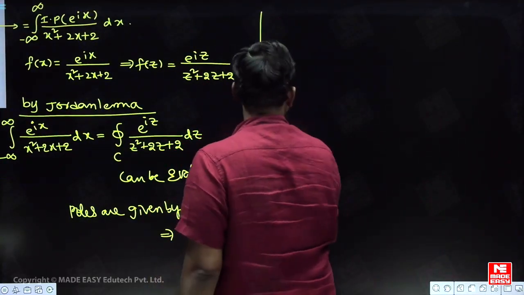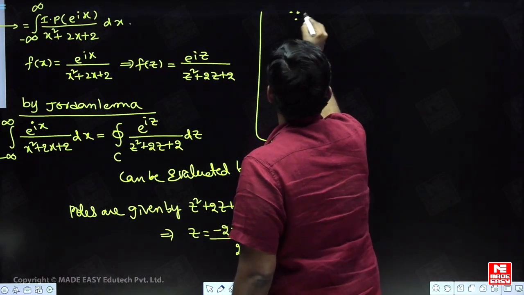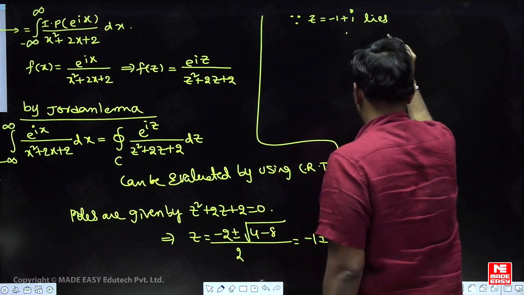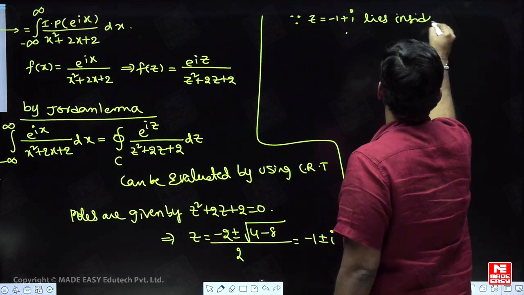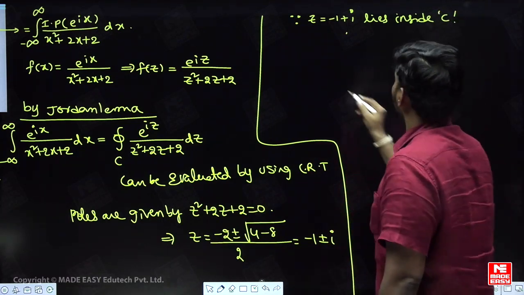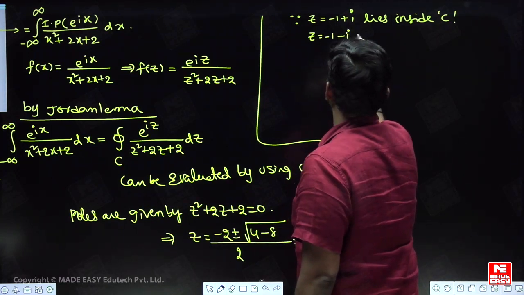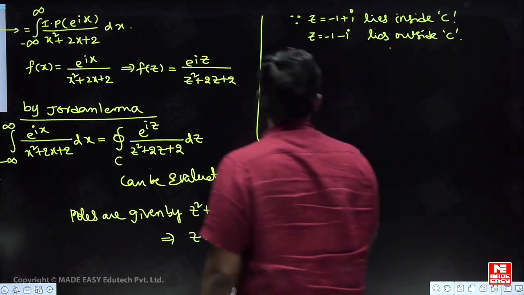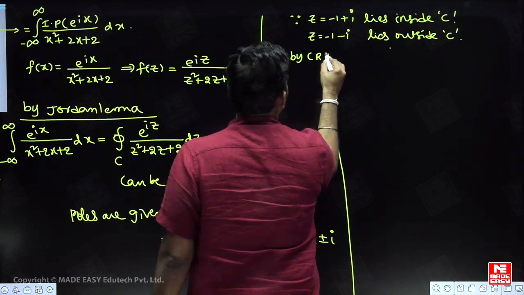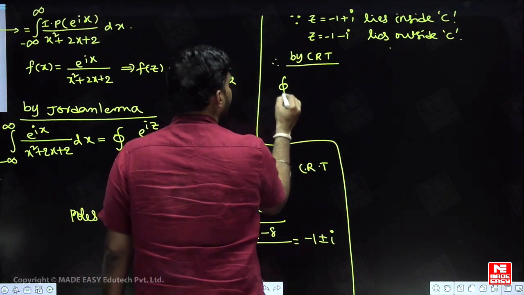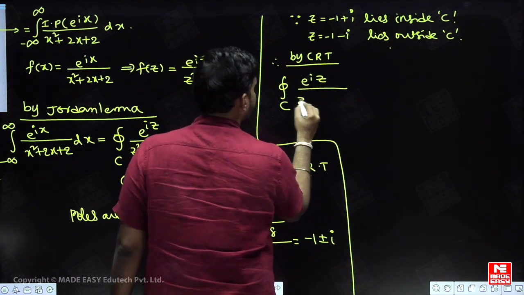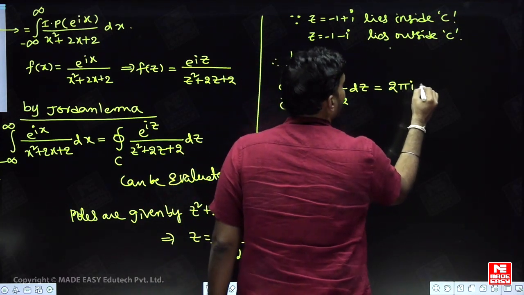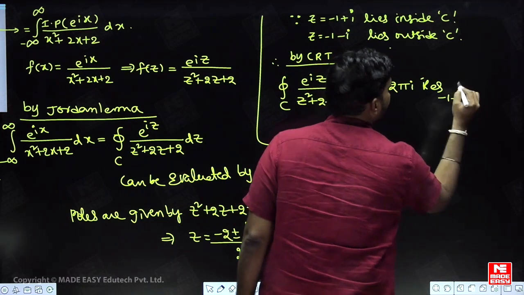Since z = minus 1 plus i lies inside C, and z = minus 1 minus i lies outside C, by CRT the integral over C of e^(iz) / (z^2 + 2z + 2) dz is equal to 2πi times the residue at minus 1 plus i.